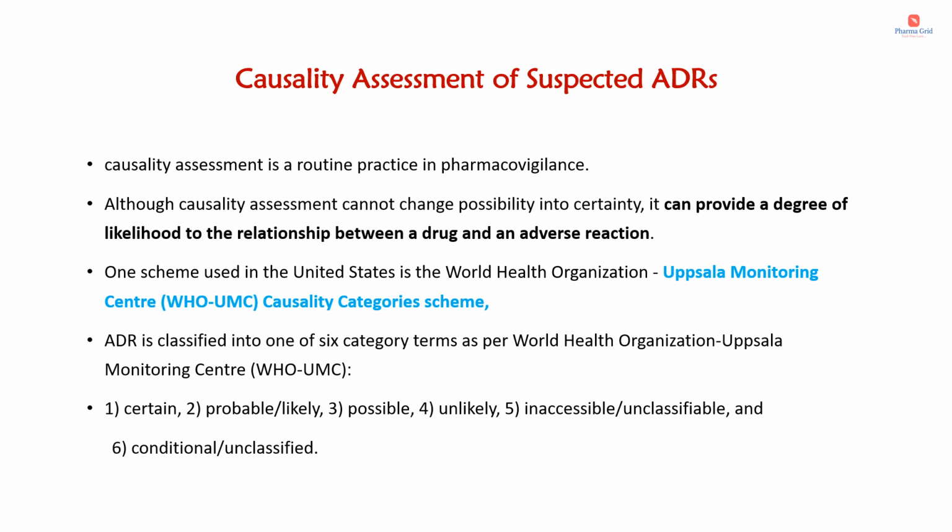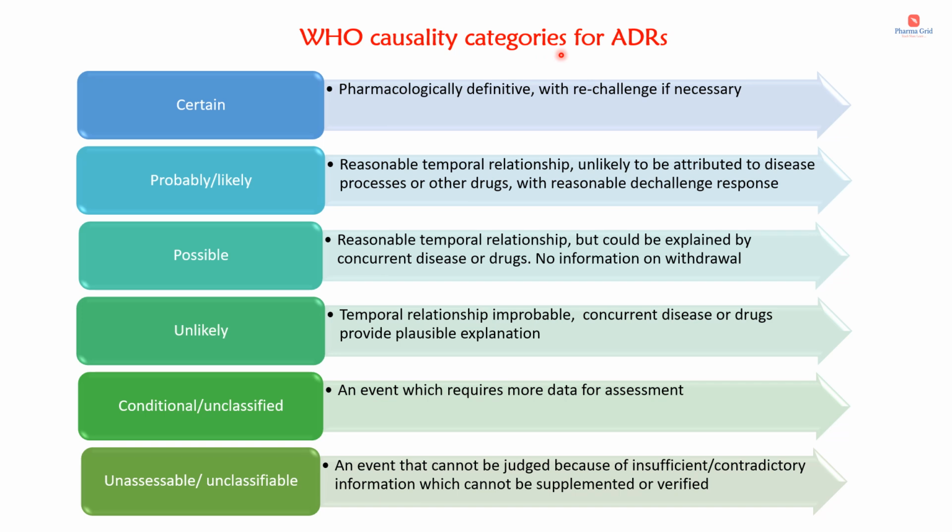An ADR is classified into one of 6 category terms as per the World Health Organization Uppsala Monitoring Centre. So they are classified as certain, probable or likely, possible, unlikely, inassessable or unclassifiable, and conditional or unclassified. So here you can see the WHO causality categories for ADRs. Certain means pharmacologically definitive, with re-challenge if necessary. Probable or likely means a reasonable temporal relationship, unlikely to be attributed to disease processes or other drugs, with a reasonable de-challenge response.